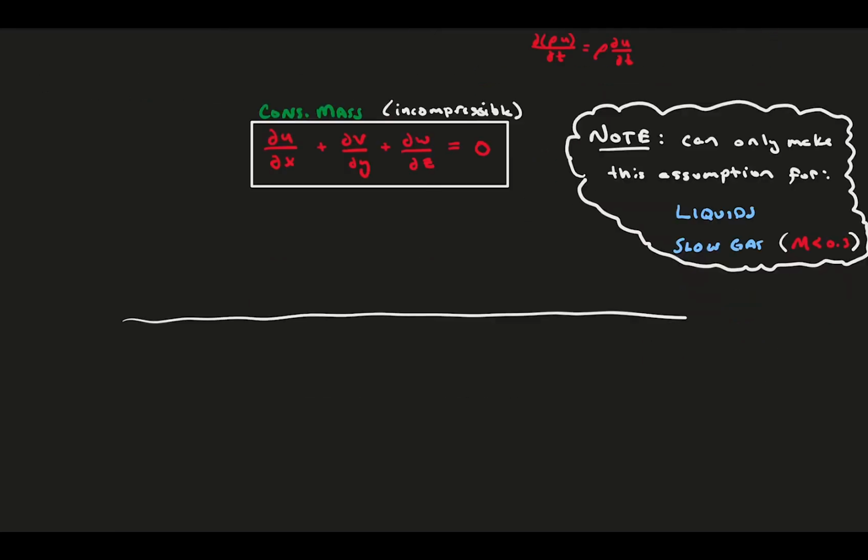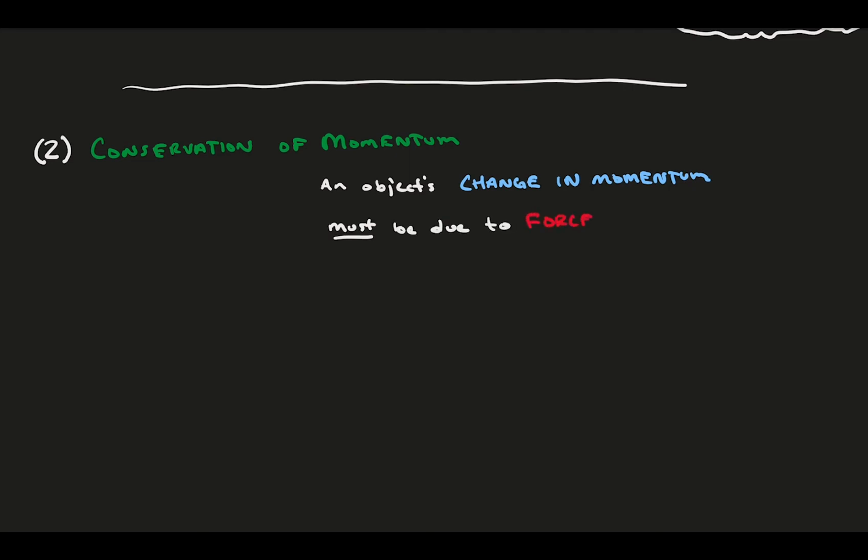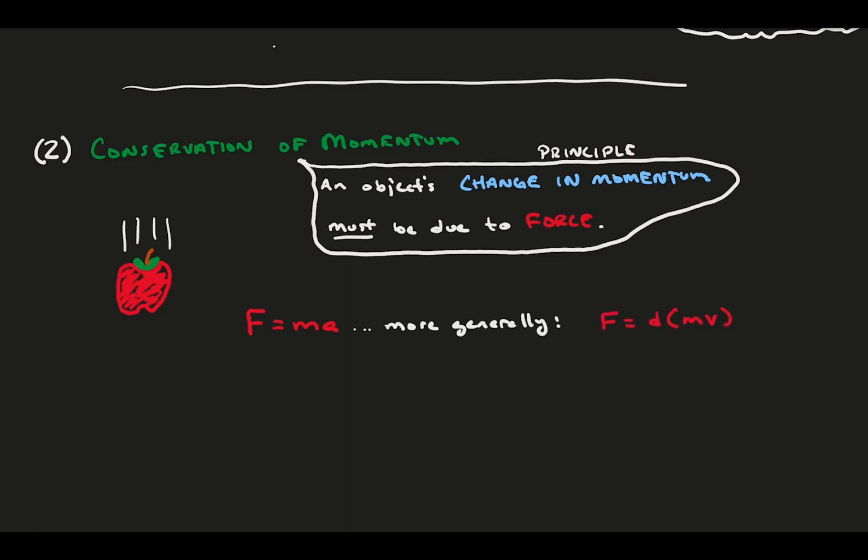Now we move on to the conservation of momentum. The physical principle here was first stated by Isaac Newton and says that an object's change in momentum must be due to a force. This is quite famously referred to as F equals ma. More generally, however, we would write that this F equals the time rate of change in momentum, mass times velocity. For a fluid, it really is this simple.